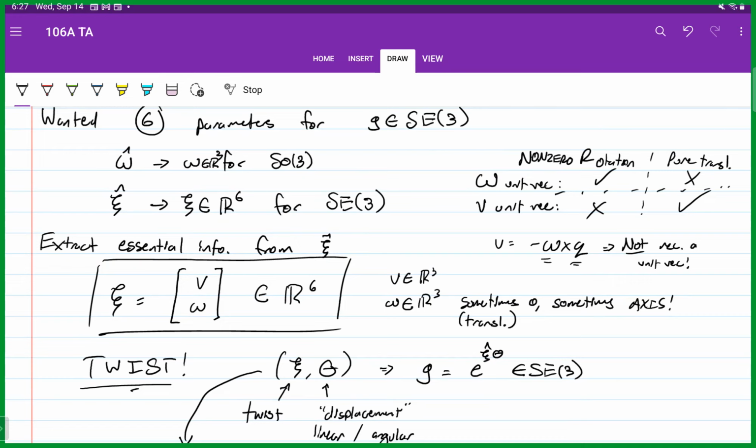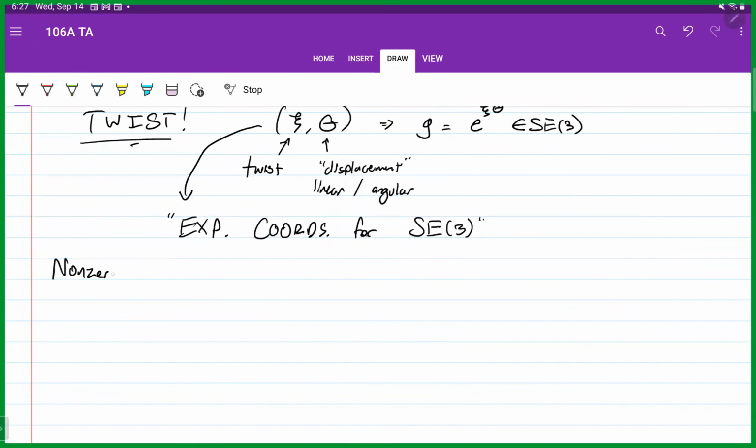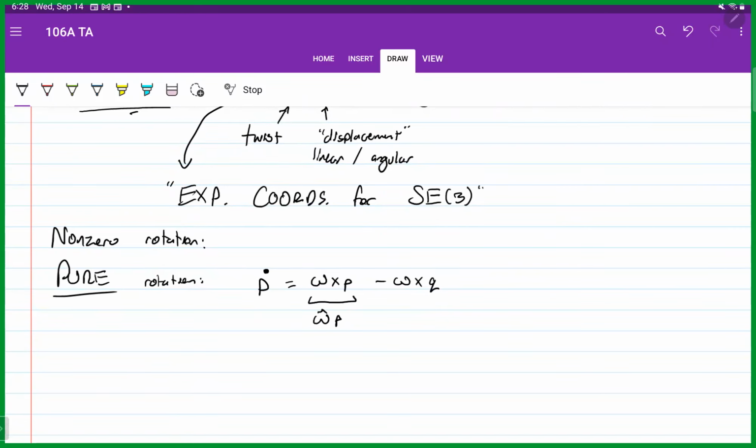Yeah. What was the interpretation of V for non-zero rotation? So for the case of pure rotation, we remember that the time derivative of our point was equal to omega cross that point that we care about minus omega cross Q, which was the distance to the axis, right? So we know that this is taken care of by omega hat times P, and we know that this is taken care of by that extra 1 in homogeneous coordinates. So for the case of pure rotation, V equals negative omega cross Q. So it's that leftover amount to get the actual velocity of the point in space when we're undergoing a pure rotation. So it's whatever part of velocity is not taken care of by this omega hat.